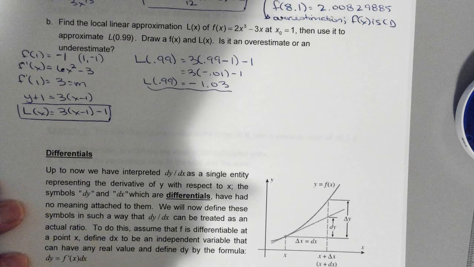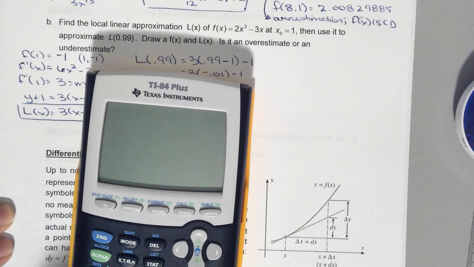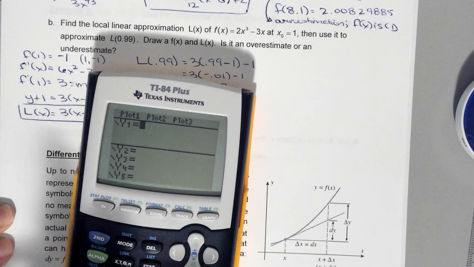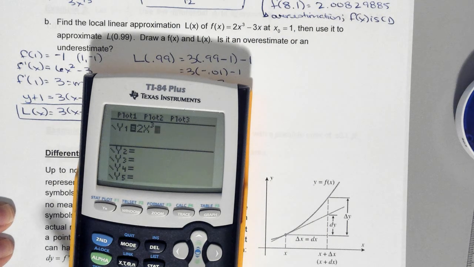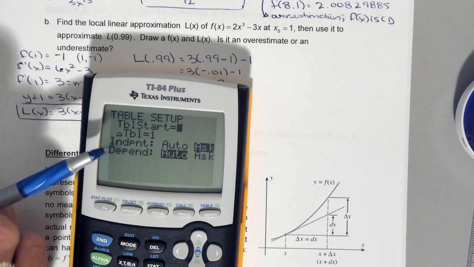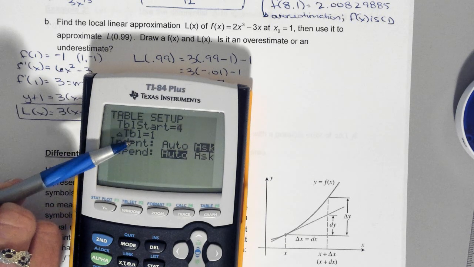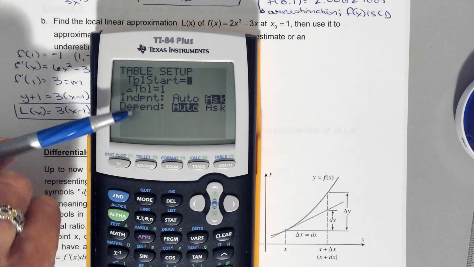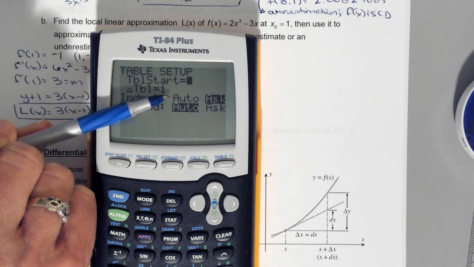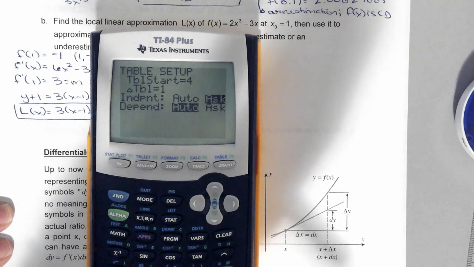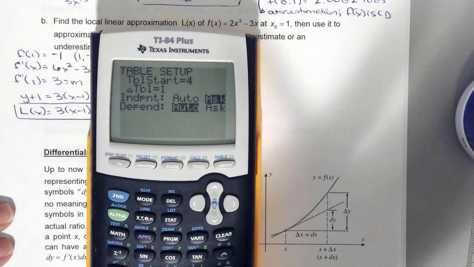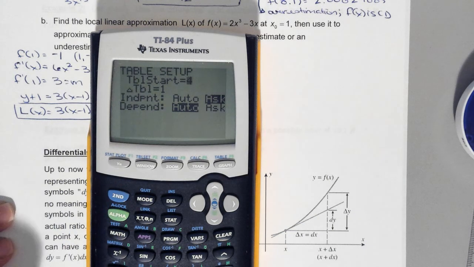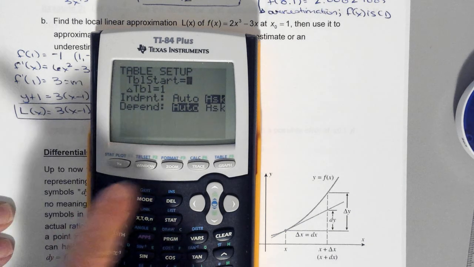So, my suggestion to you is, for those of us that have forgotten, if you go into y equals and you put the function in that you're given, 2x cubed minus 3x, and I go into second window, this is where I can change the calculator from auto to ask. Because then I can go into the table and just plug in 0.99. If I just go into the table, it's going to go 1, 2, 3, 4, 5, 6, 7, and that doesn't help me. So you need to remember how to use a calculator. So you go into second graph.